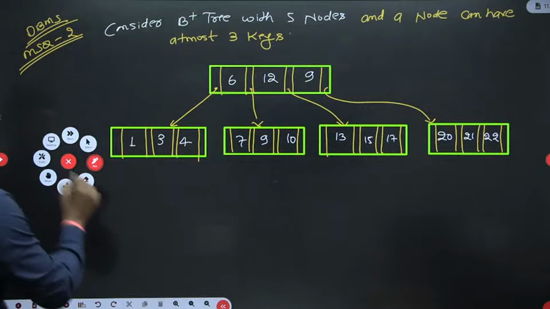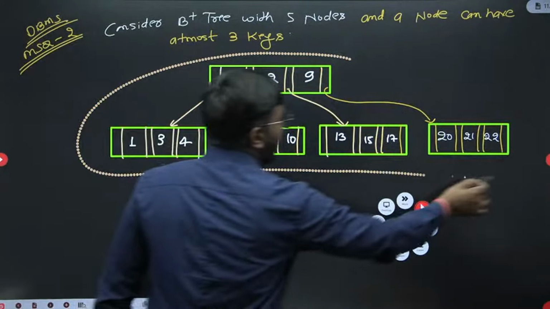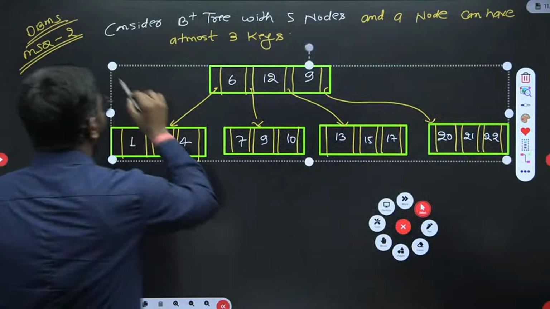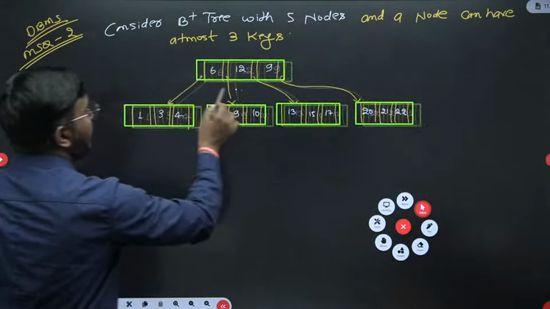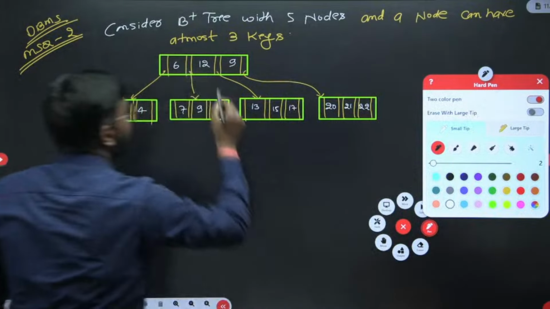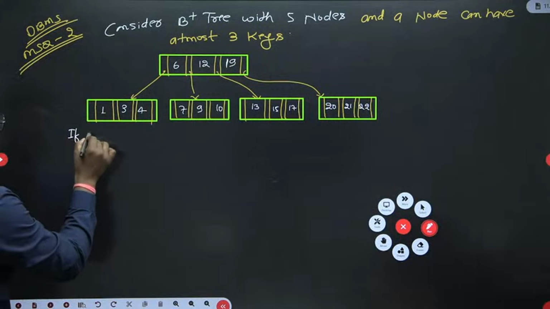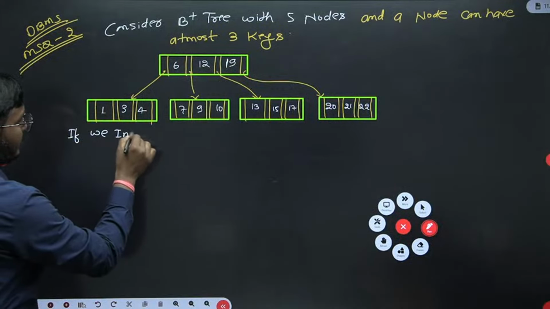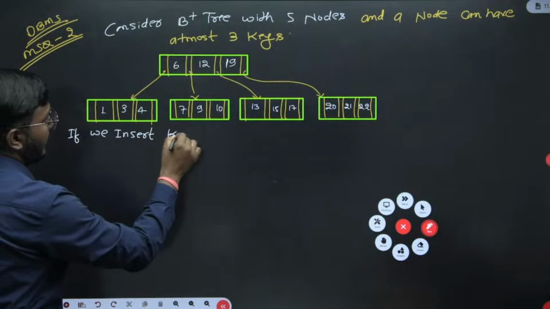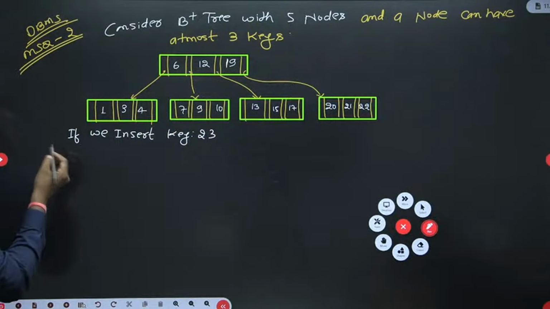Now the question was: if we insert a new key with value 23, this is nothing but our 19. Fine. So if we insert key 23, then some options were given here. I am just writing the options.